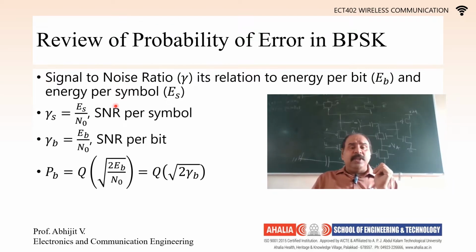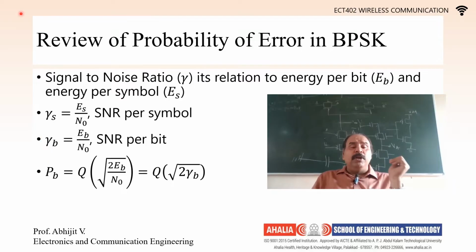The signal to noise ratio, as we have seen, gamma, and its relation to energy per bit Eb and energy per symbol Es. Energy per bit Eb, energy per symbol Es, and how it is related to signal to noise ratio. Signal to noise ratio, SNR per symbol, is given by Es by N0, where N0 by 2 is the power spectral density of the noise. Gamma b, energy per bit Eb by N0. This is how we calculate signal to noise ratio per symbol and signal to noise ratio per bit.